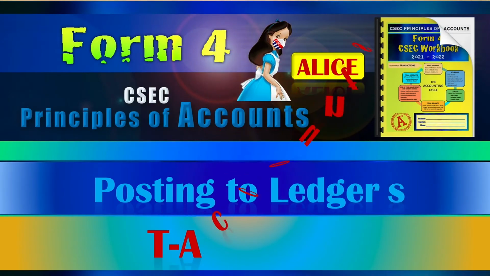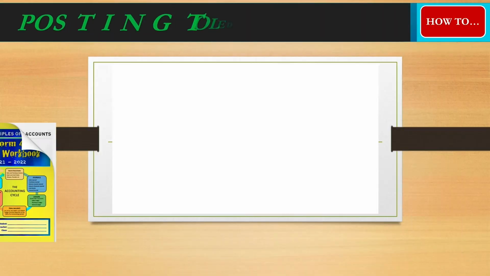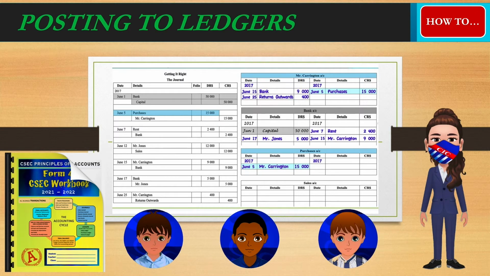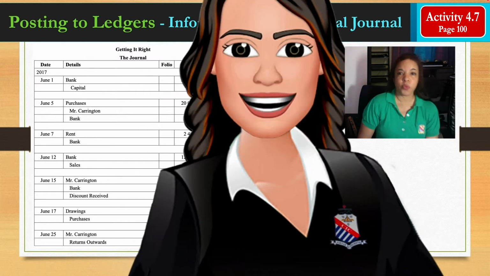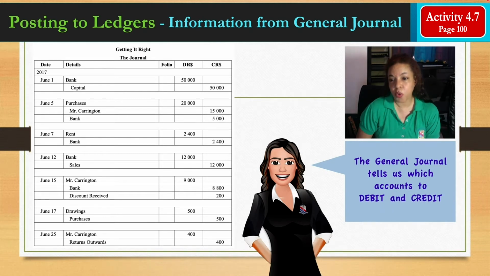Okay, so today's topic is going to be posting to ledgers. That would be your T accounts. So we're going to do a very simple video for you to follow. And we are going to use one of your activities in the workbook. So basically, posting to ledgers, we are starting with posting from the general journal. The general journal gives you the instructions in terms of which side of the T account to go on. So do you debit or do you credit? So the general journal tells us which accounts to debit and to credit.